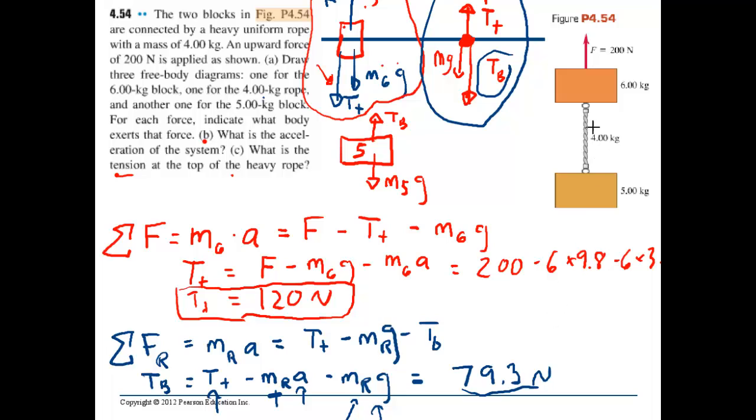And you ask yourself, well, does this make sense? Yes, it does make sense, because at the top of the rope we have 120 newtons. Down here at the bottom of the rope we have less tension in the rope, because up here we have the 4 kilogram mass pulling on it and the 5 kilogram mass pulling on it. Down here we only have the 5 kilogram mass pulling on it.